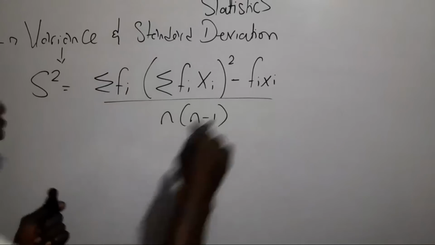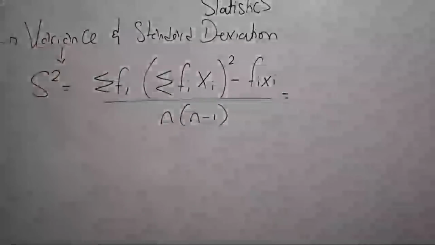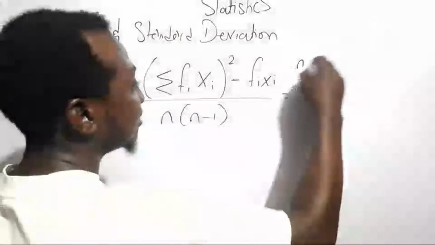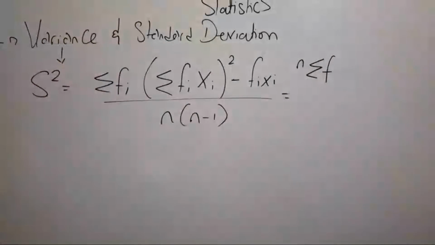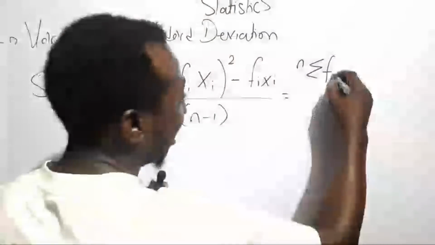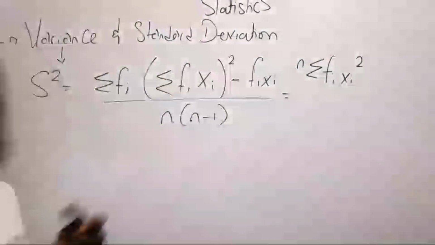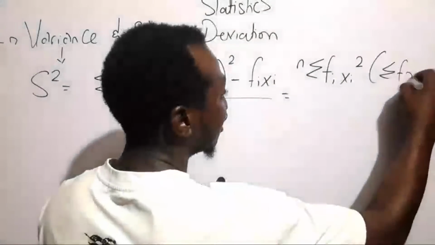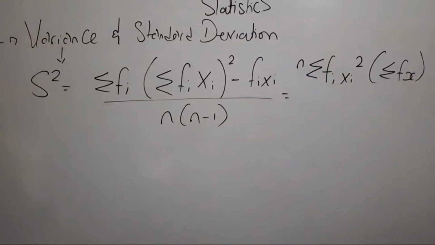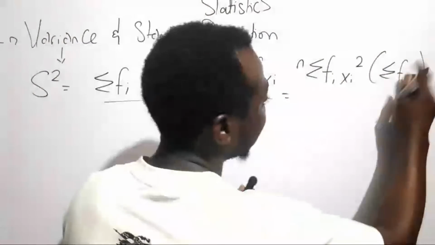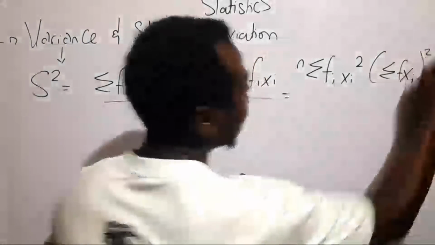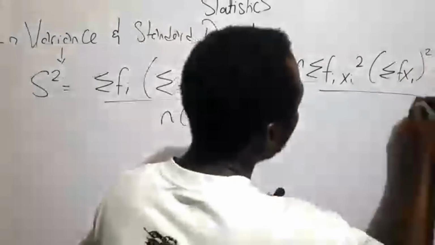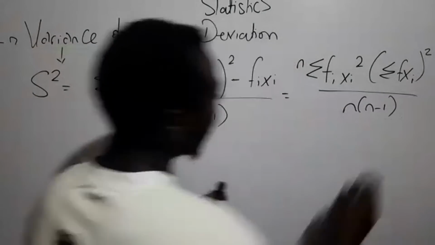And if you want to go by the books, this is my own interpretation anyway. If you want to go by the books, we have n summation f, xi squared, then we have open bracket summation fxi close bracket squared, all over n into n minus 1.